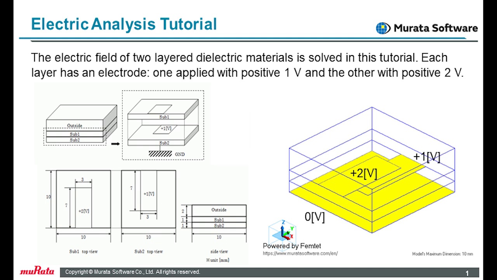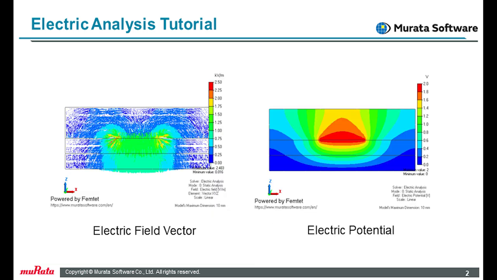The electric field of two layered dielectric materials is solved in this tutorial. Each layer has an electrode, one applied with positive 1 volt and the other with positive 2 volt. We can visually understand the direction and magnitude of the electric field vector and the capacitance between each electrode.